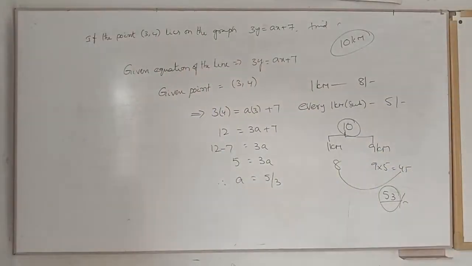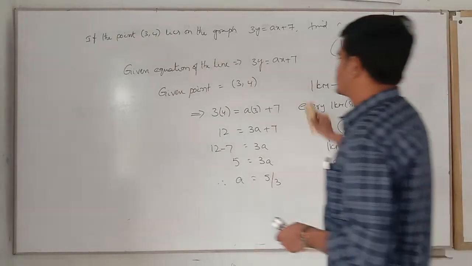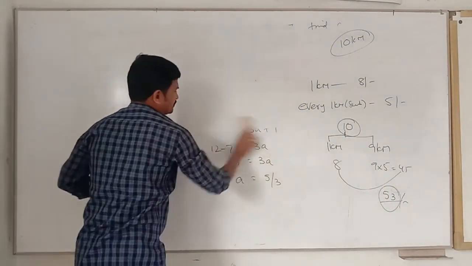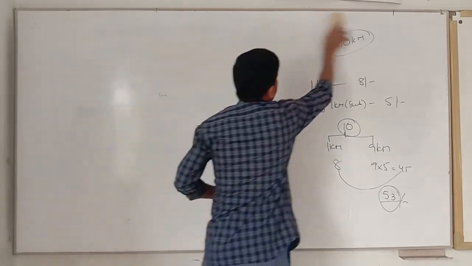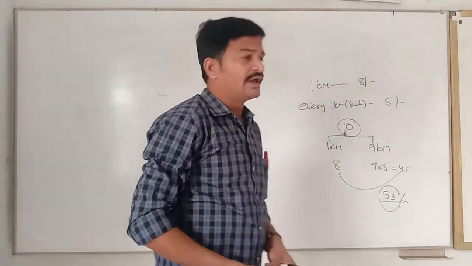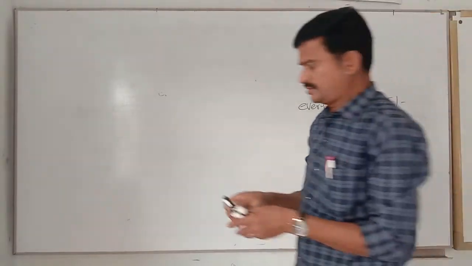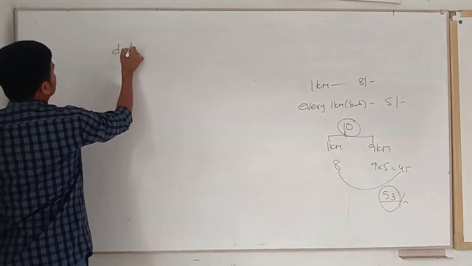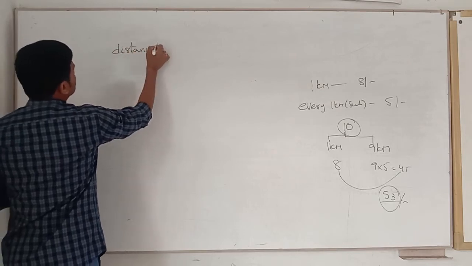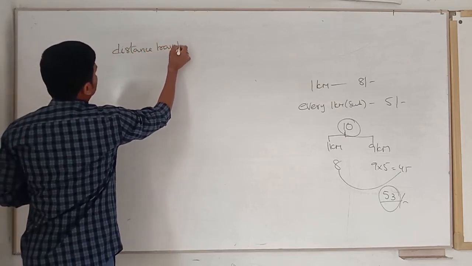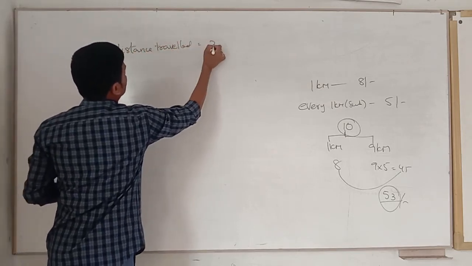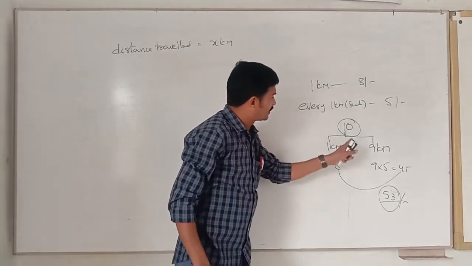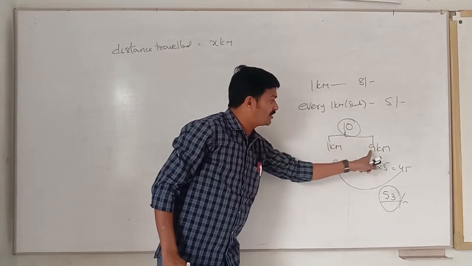But what does he have to take? X kilometers he has to take. X kilometer is the total journey. How much journey has he completed here? He has to take X kilometers. So distance traveled equals to how much more? X kilometers. Here all we are finding: total 10 means remaining kilometers how many?